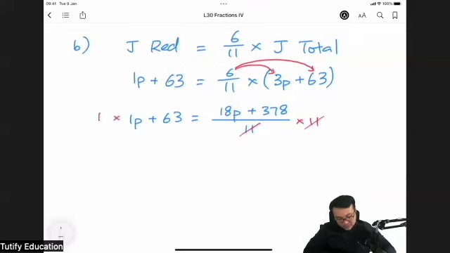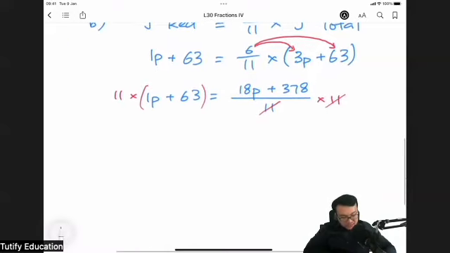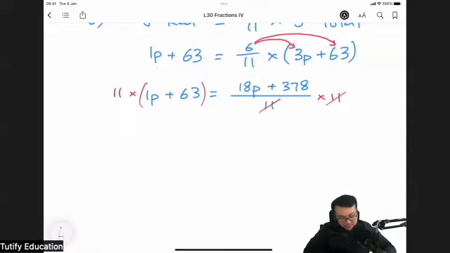So you must times 11 on both sides, okay, students? You times 11 on both sides to get rid of that fraction. So 11 times 1p, we get 11p. 63 times 11 is 693. Then we get rid of the denominator. Okay, so no more fractions.